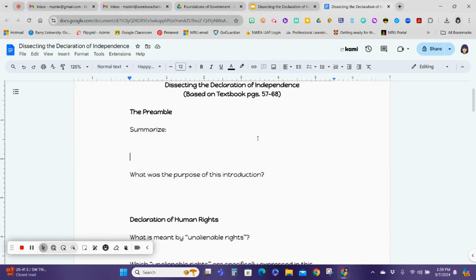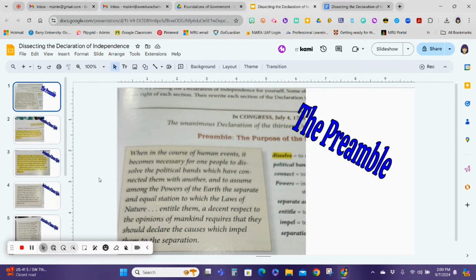So the purpose of this introduction is exactly that: to explain why they are breaking away from Britain and why they are forming their own country. So that pretty much is that section of the Declaration of Independence. That's that introduction, which is known as the preamble.